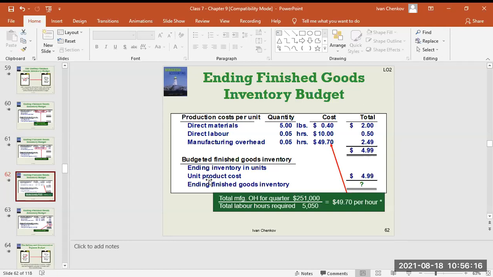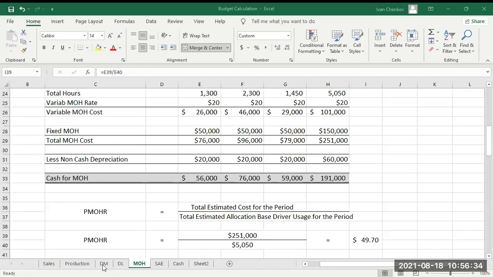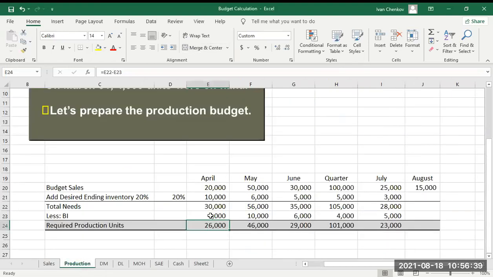So now we have the cost per product. The question is, what was our ending inventory in units? Our ending inventory in units, we can easily find on the Excel spreadsheet. Let's go in the Excel spreadsheet and try to find it. Where will that be? That will be on the production budget, correct? If we look at the production budget, what's the desired ending inventory for the quarter? That will be 5,000 units. So let's go back to the slides.